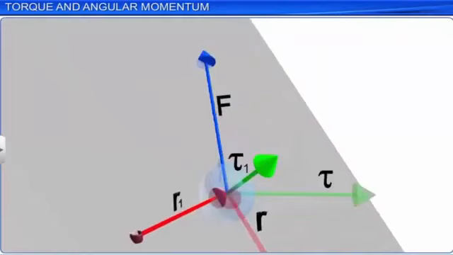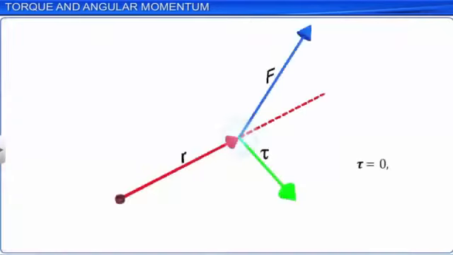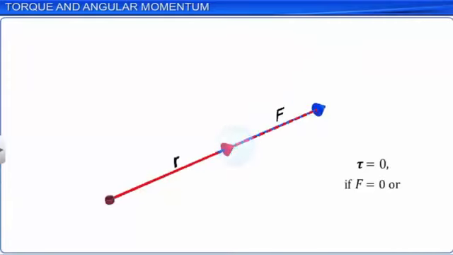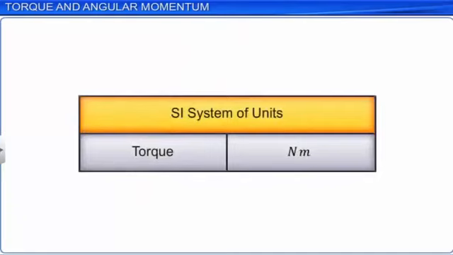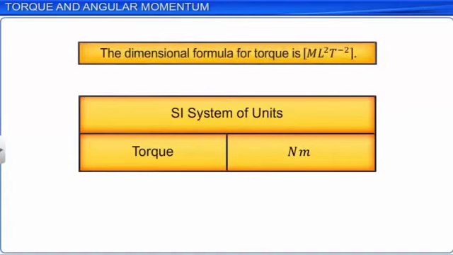Torque can be zero if the magnitude of the force is zero, or if the line of action of the force passes through the origin. The SI unit of torque is Newton meter. Note that the dimensions of torque and work are the same. The dimensional formula for torque is M L square T minus 2. Even though the torque and work have the same dimensional formula, work is a scalar, whereas torque is a vector.